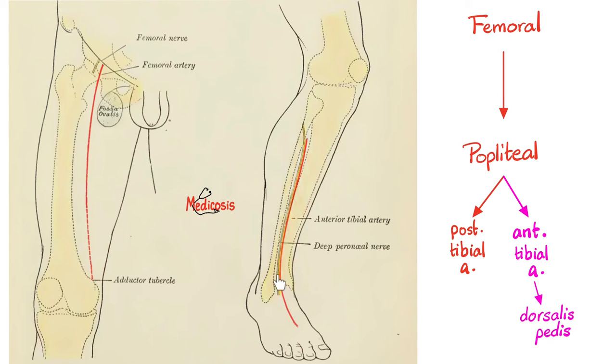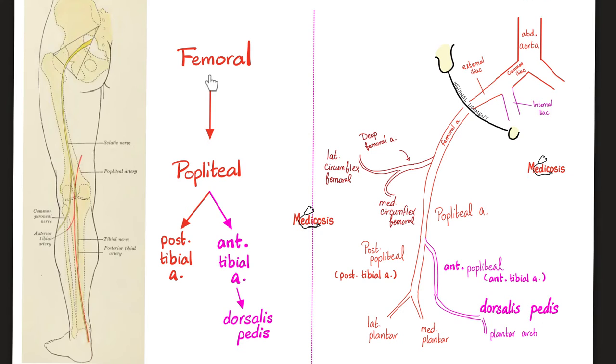What is this? This is the dorsalis pedis artery. Where did it come from? From the anterior tibial artery. Where did the anterior tibial artery come from? It came from the popliteal artery, which was behind the knee. Where did the popliteal artery come from? It came from the femoral artery. Remember the vein. So the femoral will become popliteal. The popliteal will give me anterior tibial and posterior tibial.